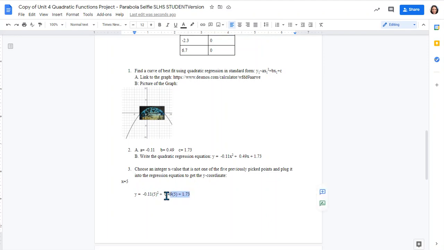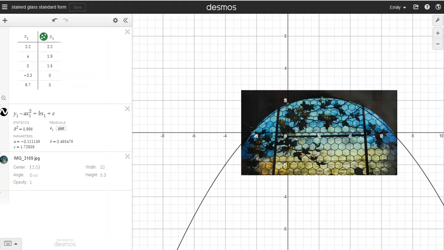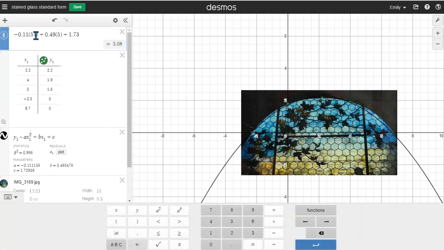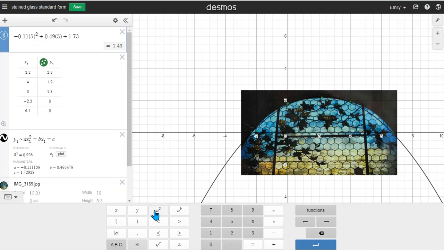Desmos will do it, but it does get the squared messed up. So I'm going to copy just this part. I'm going to add a new line here. And I just need to change this. So I'm going to delete the 2 there, and I'm going to make it a squared. All right, and so now it seems like it's doing the math correctly, and I get an answer that y would be 1.43. So let's see if that makes sense.